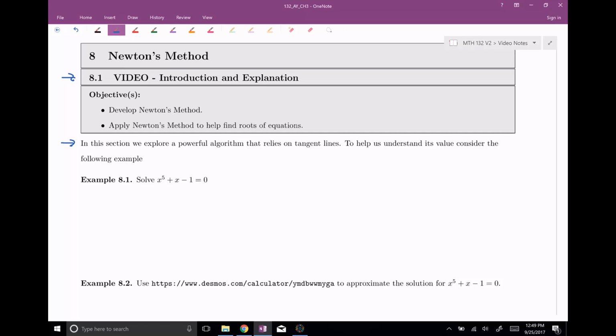So let me give you an example to help us understand what Newton's method is going to be doing. I would like to solve x to the fifth plus x minus 1 is equal to 0. And if you'd like to, you can pause the video and try to solve this one. I'll give you 10, 20 seconds, or pause it for as long as you want. Try to solve this equation.